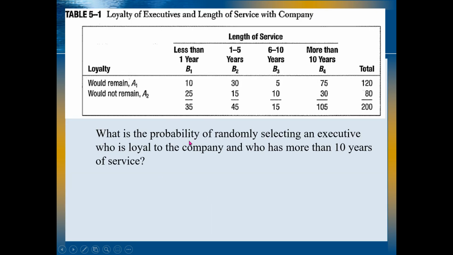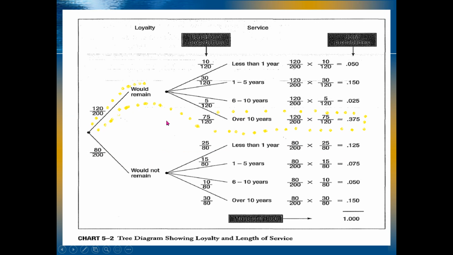Okay, now the question says, what is the probability of randomly selecting an executive who is loyal to the company and who has more than 10 years of service? You see, we have used the word and, so both conditions should be met. That is, loyal and experience of more than 10 years. So I have used this highlighted area: a person who would remain loyal and who has over 10 years of experience. I'm simply going to multiply these two: the probability of remaining loyal multiplied by the probability that he has over 10 years of experience.